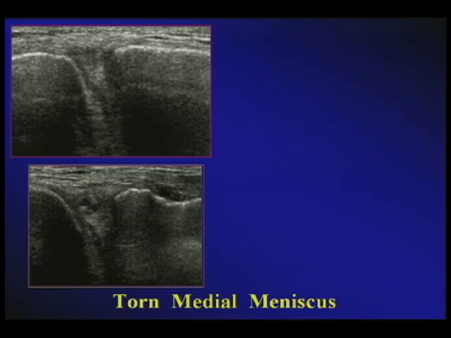Here, a case from Dr. Tony Wong from Canada, you'll notice that anteriorly the meniscus is relatively intact. But as we go a little bit more posteriorly, you begin to appreciate the loss of the hyperechoic triangle that you're expecting to see in a meniscus.